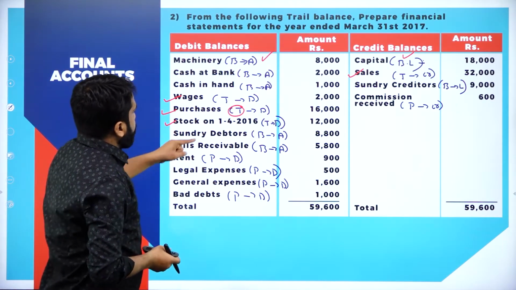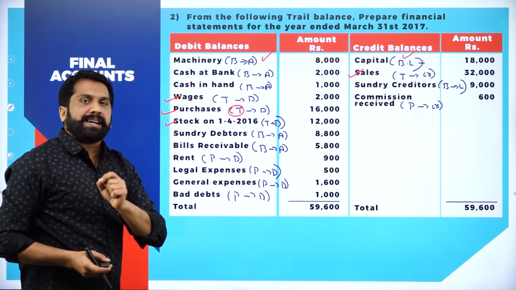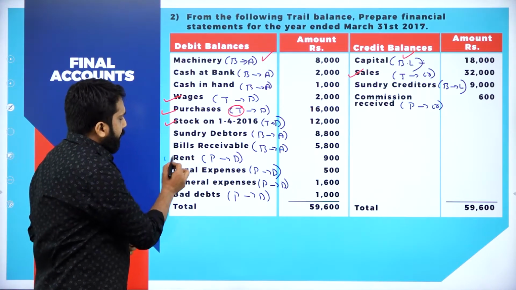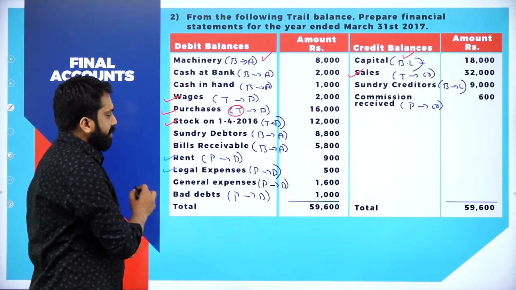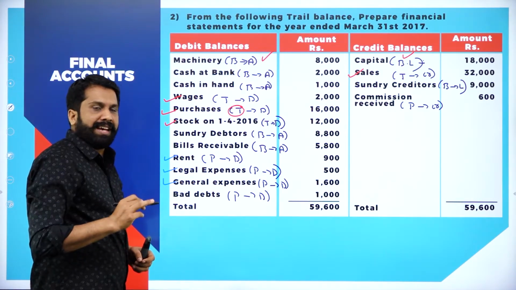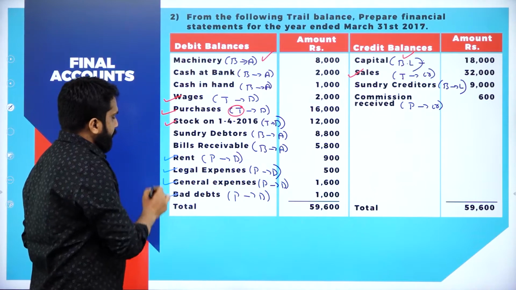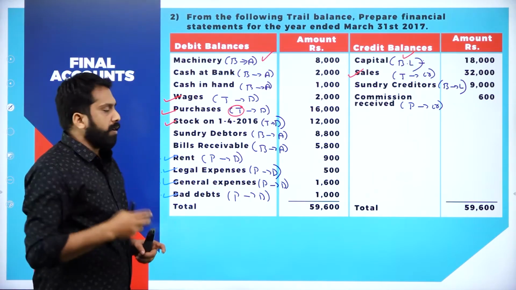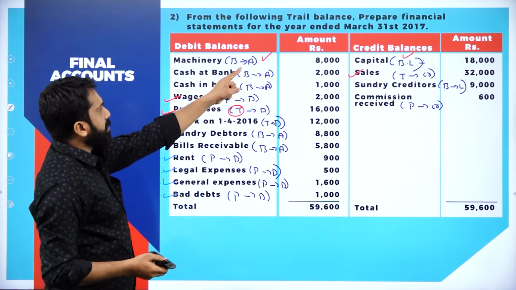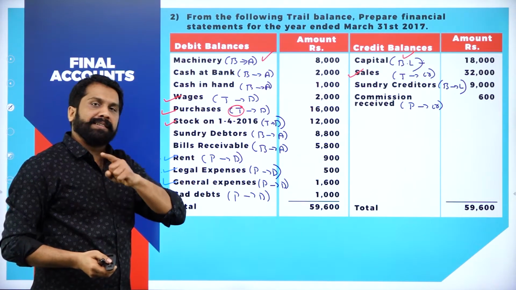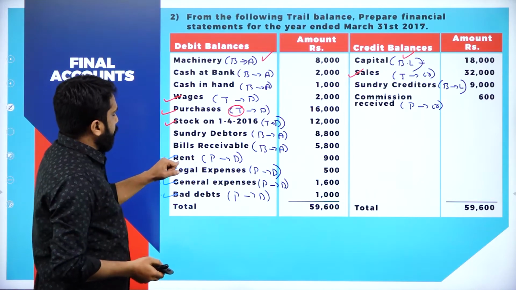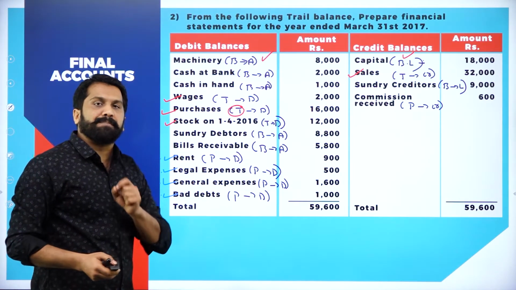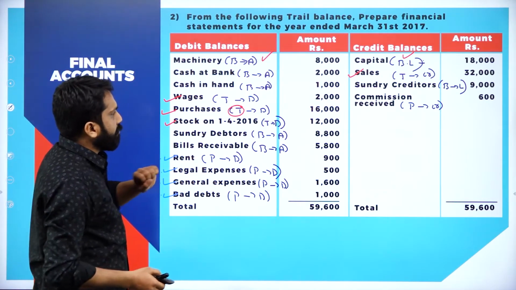Now, is there any P&L related items? We'll check. So we have rent, legal expenses, general expenses, bad debts. 1, 2, 3, 4. We have a total of 4. If the amounts are on the debit side, we should take them on the debit side only. Now, we have rent, legal expenses, general expenses, as well as bad debts. These are the 4 items.